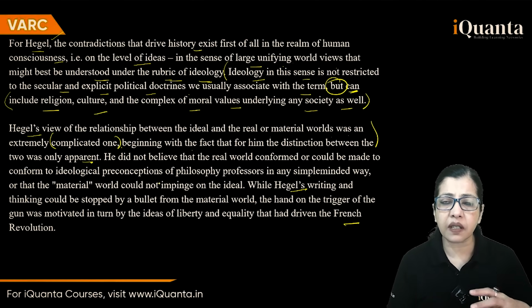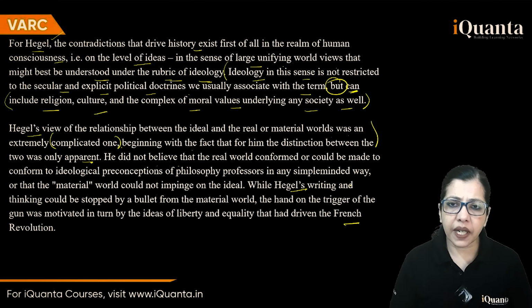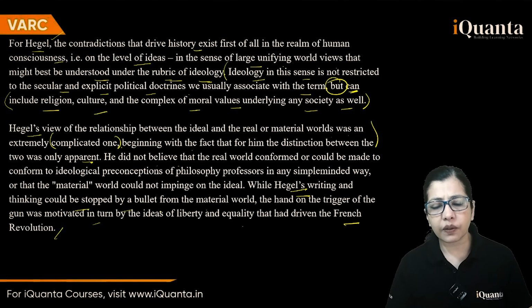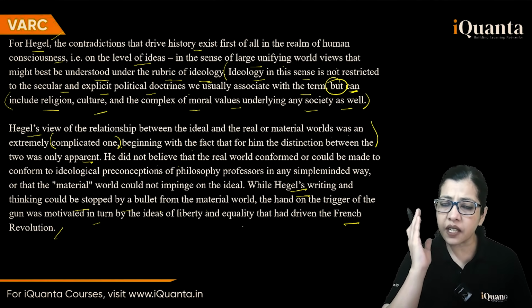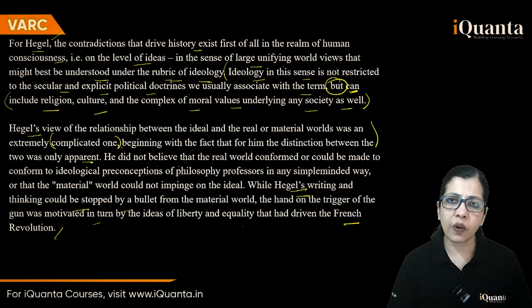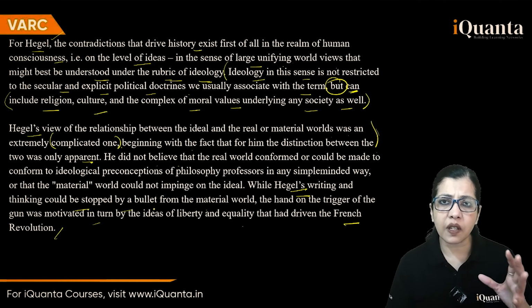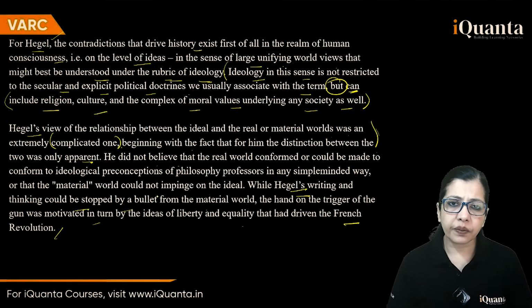Apparent means something that appears a certain way but is not so in reality. Right? It seems so. Then he did not believe, okay, while Hegel's writing thinking could be stopped by a bullet, hand on the trigger, okay, something about French Revolution. You see, I did not read this para word for word. Why? I'll tell you the reason. Because these 2 lines tell me what this para is about. Hegel's relation, the thing that he said was very complicated.